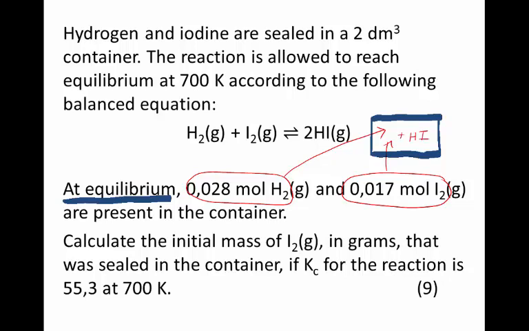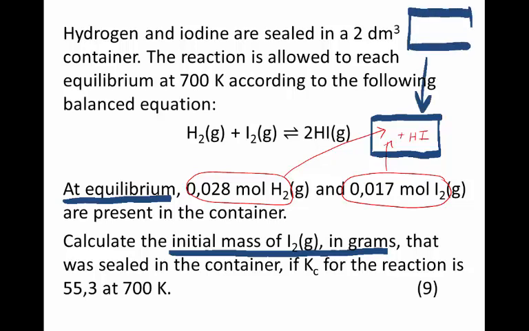Doesn't tell us how much. And we're asked to calculate the initial mass of iodine in grams that was inside the container at the beginning. Remember, initially, this container only had hydrogen and iodine. And we are asked, how much iodine was that in grams? And we're also told that Kc for this reaction is 55,3. Obviously, temperature is important, so that's why it gives us the temperature.